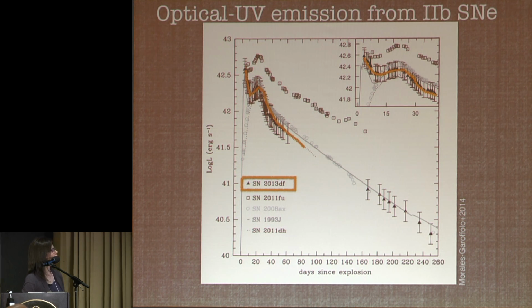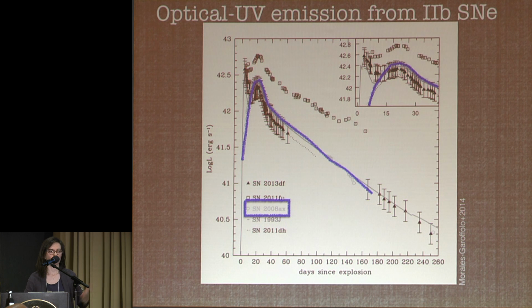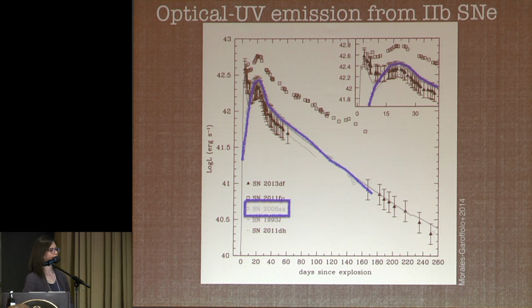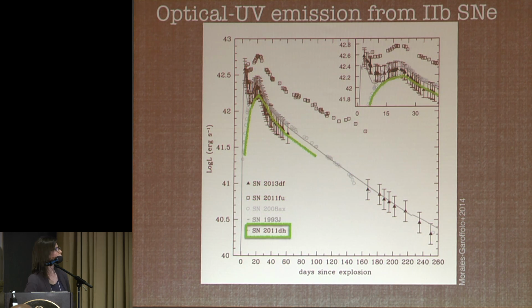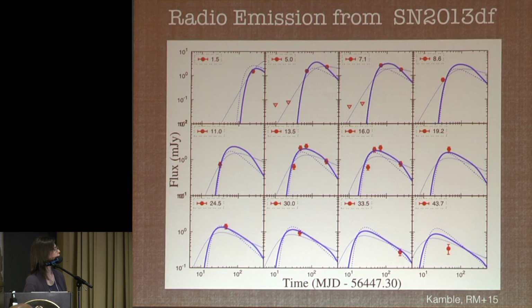Another example is 13DF with this double peak. 11FU is another case. However, it's also clear from these light curves that this is not always the case for type 2b classified supernovae. There are cases where this kind of double-peaked light curve is not observed. So I think that the best example is 08AX, but 11DH is another example where the cooling envelope emission was there, but it was not dominating the bolometric energy release.